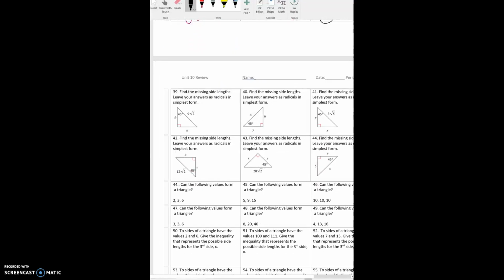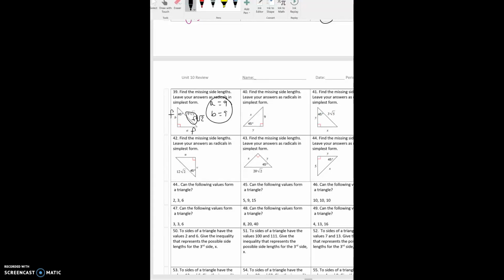39. Find the missing side lengths. We are now moving into 45, 45, 90 triangles. The formulas are f, f, and f times the square root of 2. We now know that f is equal to 9, so a equals 9, and b equals 9 as well.